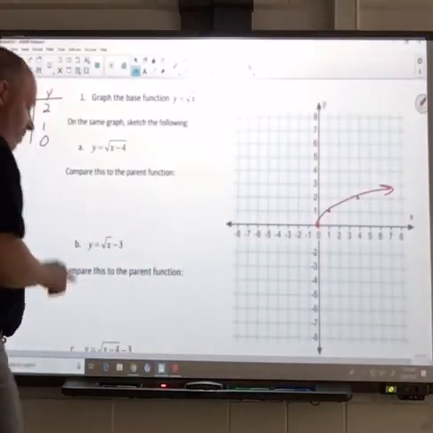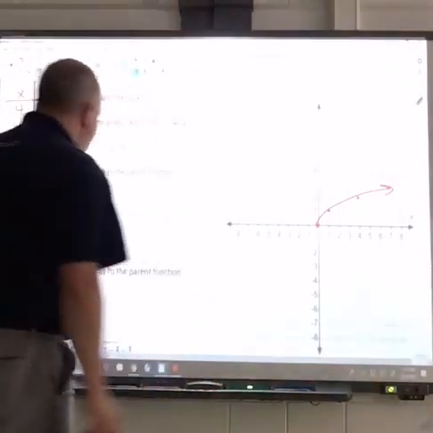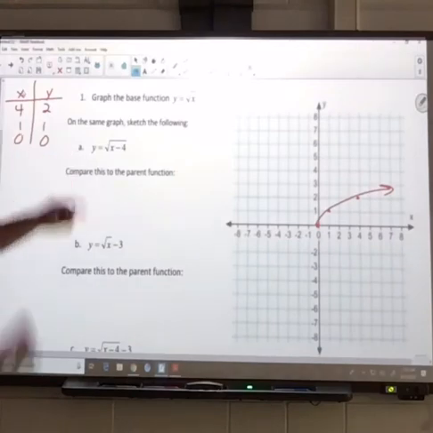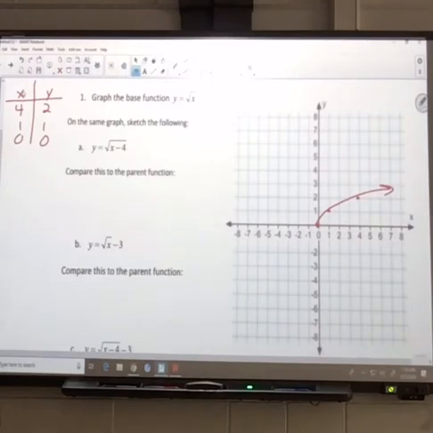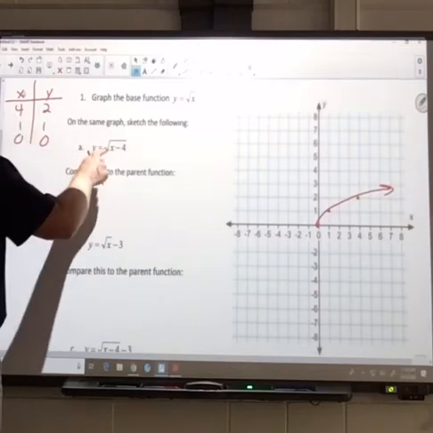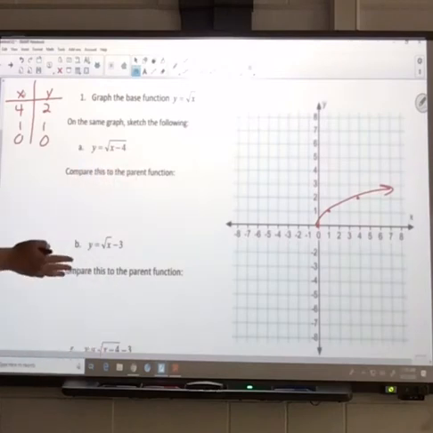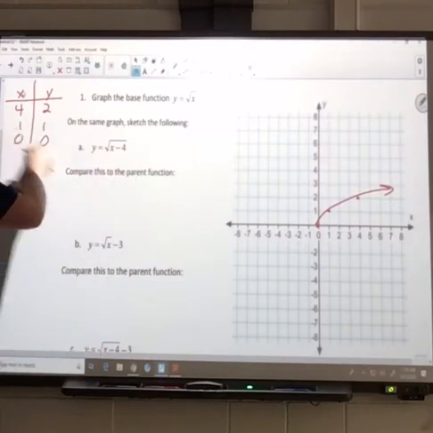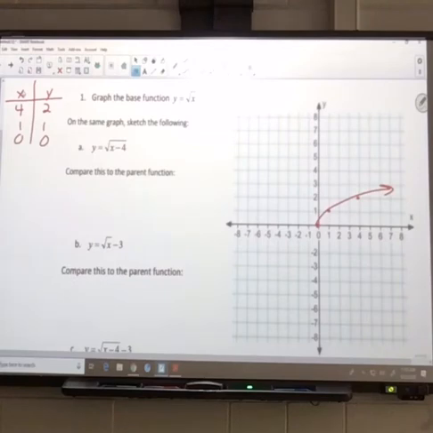Now, the next function that I want to graph is this guy, y equals the square root of x minus 4. Now, if I graph that, what I actually end up with is a difficult situation, because if I put in 4 and I go 4 minus 4, I'm going to get 0, which is wonderful. But if I put in 1 and I get 1 minus 4, I'm going to get a negative 3. So I have to use a different set of table of values.